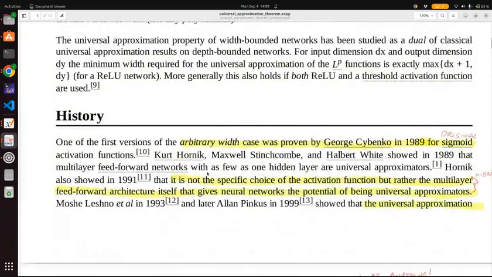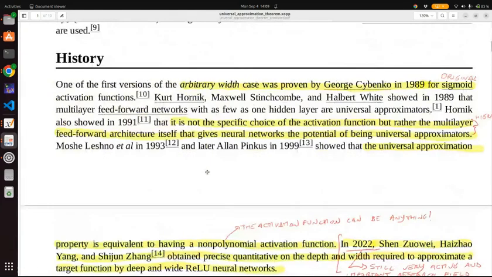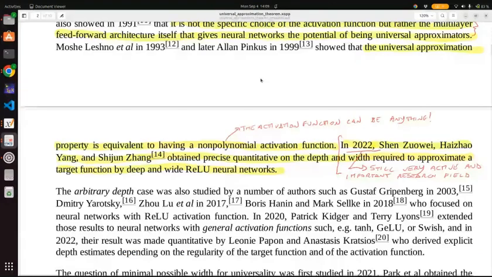But what I was going to tell you, the universal approximation property is equivalent to a non-polynomial activation function. This is what I was telling to Tommaso before. So the activation function can be really everything, except for polynomials.